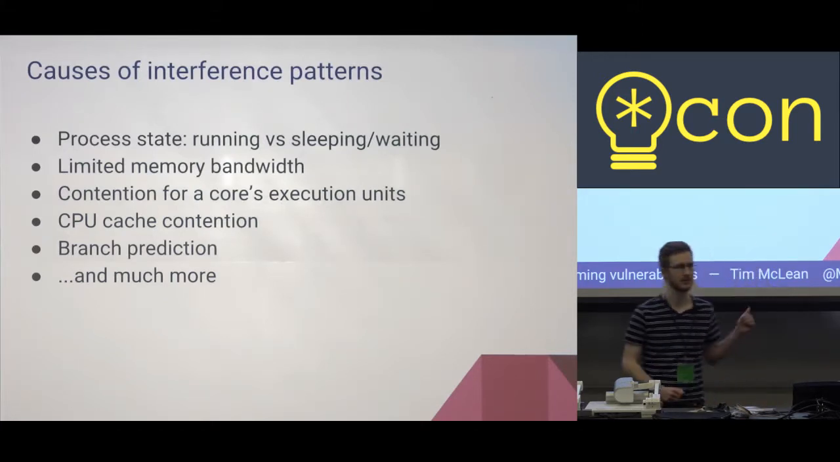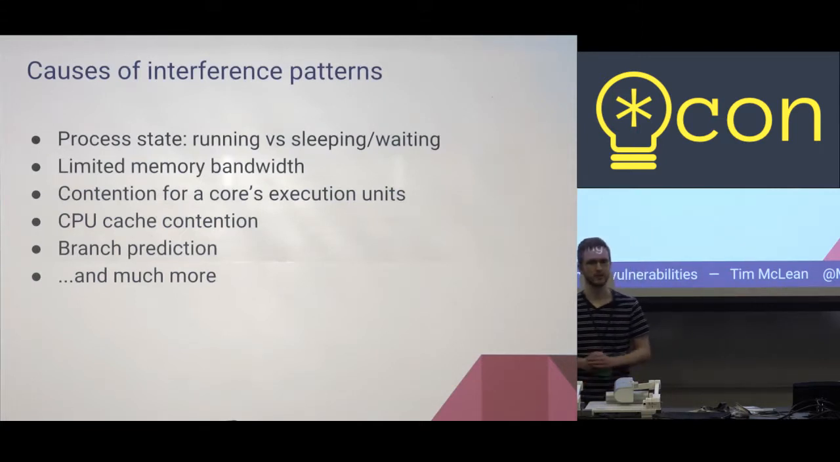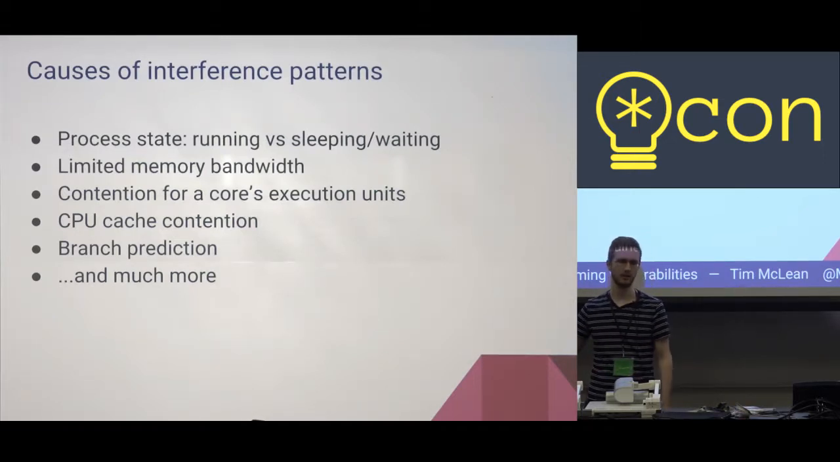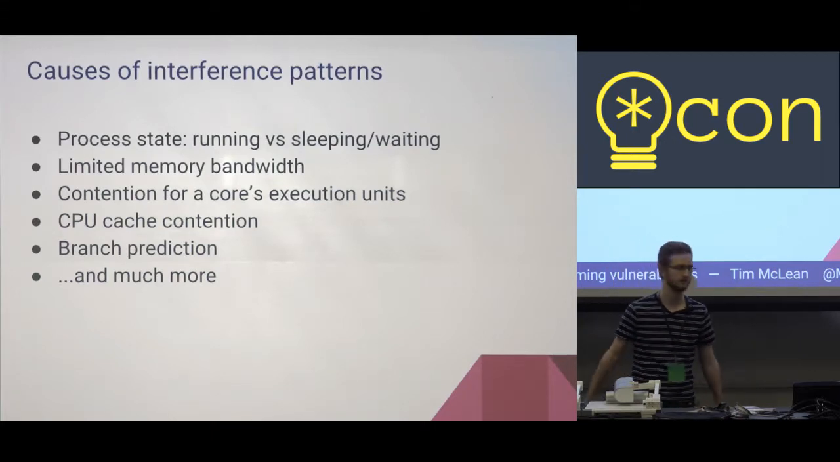So one example is memory bandwidth. If your program is reading a lot of data from memory continuously, and another process tries to read data from memory, there'll be some contention there. There's a shared resource, right? So the other process will tell, oh, there must be someone reading lots of data from memory.